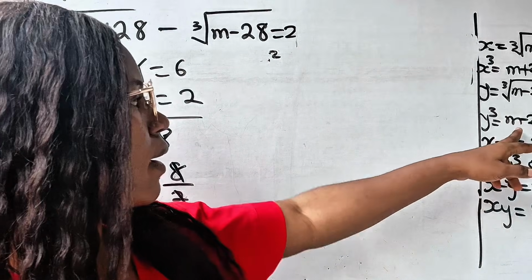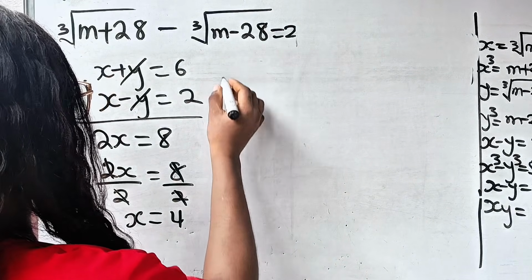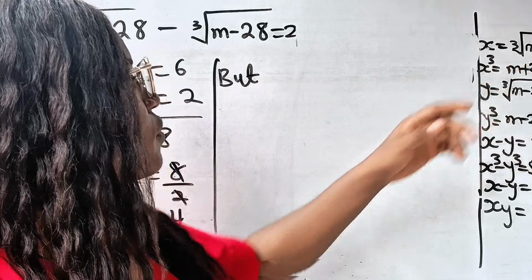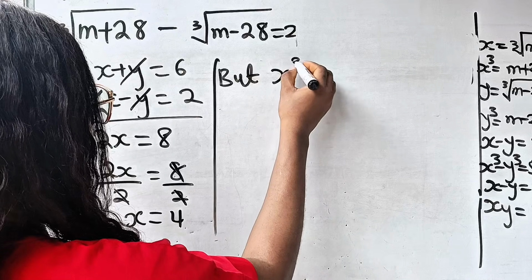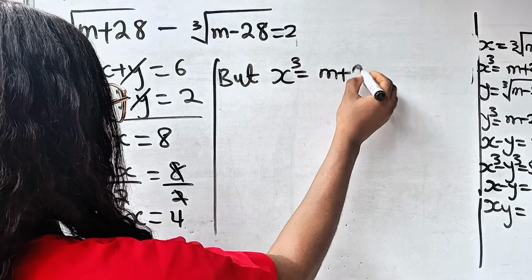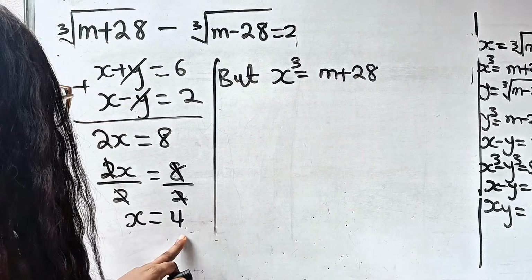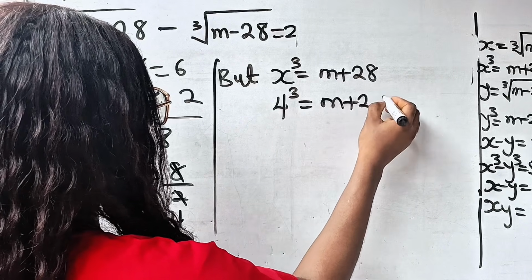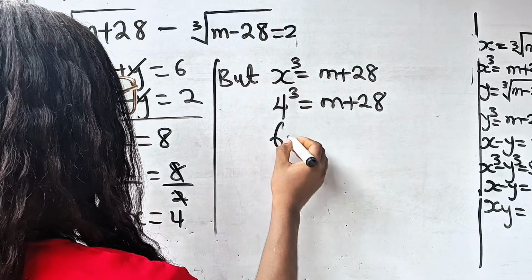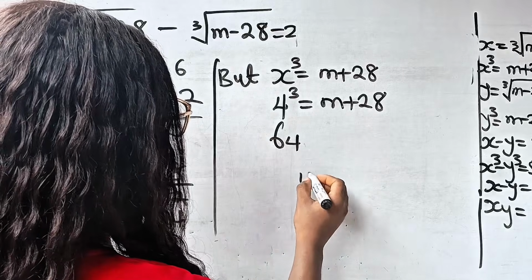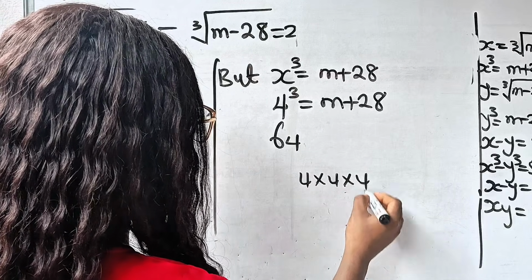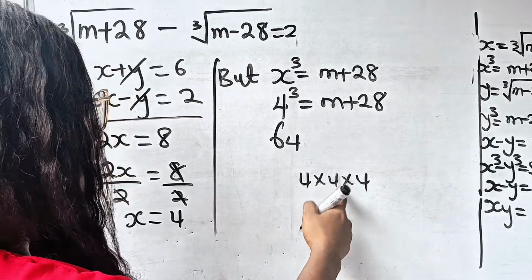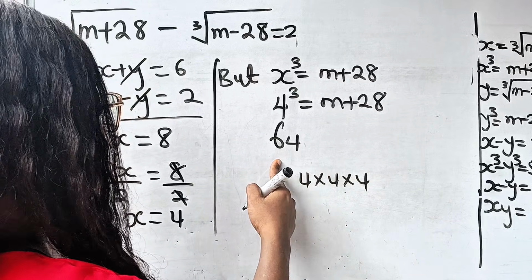Now let's solve for our m. But x to the power of 3 is equal to m plus 28. Our x is 4. 4 to the power of 3 is equal to m plus 28. Now 4 to the power of 3 is 64, right? Because 4 times 4 times 4. 4 times 4 is 16. 16 times 4 is 64.